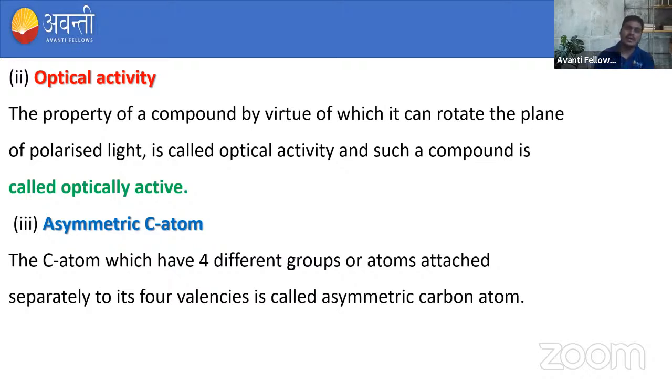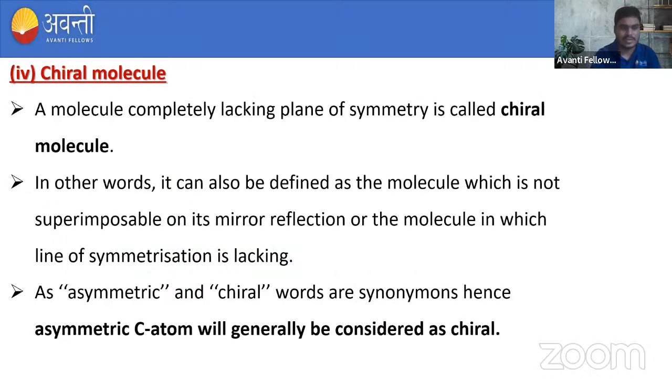Right. Now, what about the asymmetric carbon atom? The carbon atom which has four different groups or atoms attached separately to its four valencies is called an asymmetric carbon atom. Clear? So this is all about optically active and asymmetric carbon atom. The carbon atom which has four different groups or atoms attached separately to its four valencies is called an asymmetric carbon atom. So optically active is clear and asymmetric carbon is also clear.